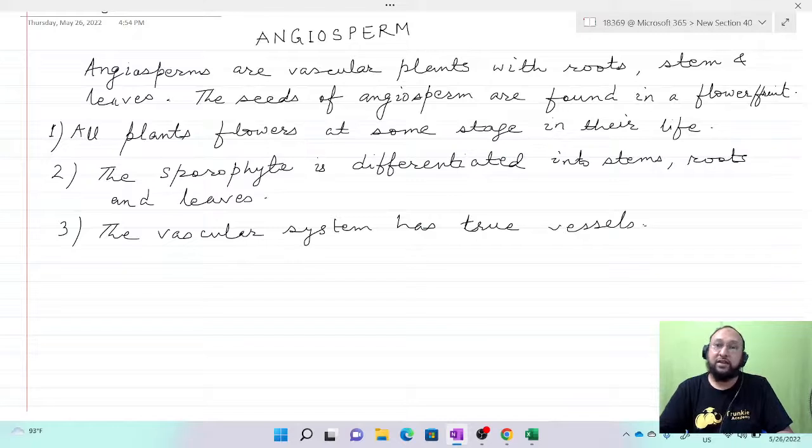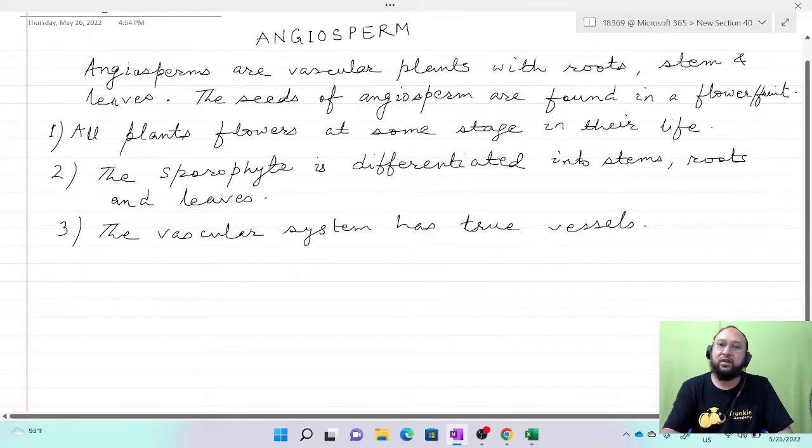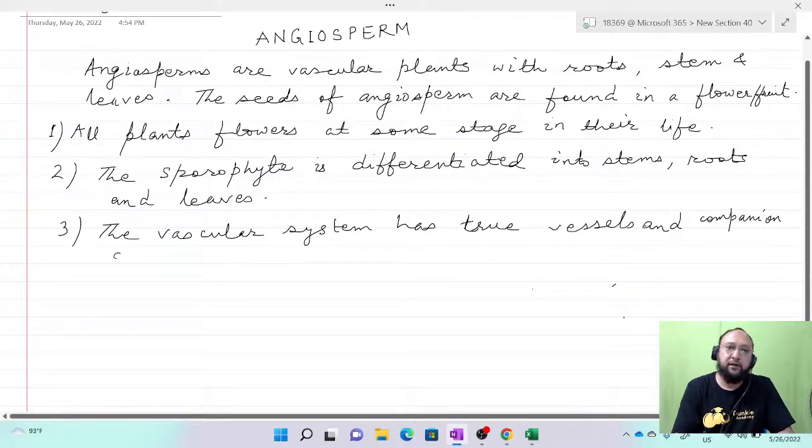And companion cells are present in phloem, like we didn't find in gymnosperms and pteridophytes, where companion cells are missing. But in angiosperms, companion cells are present in phloem.